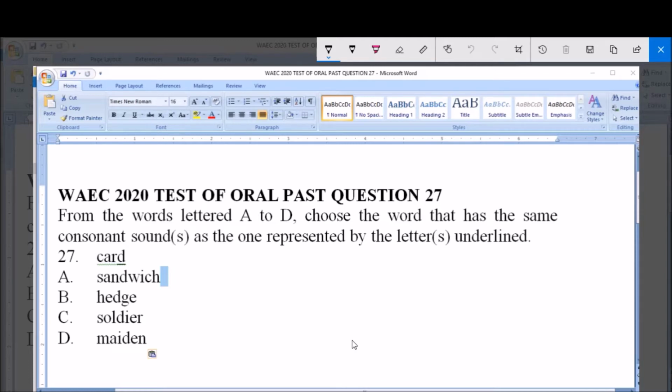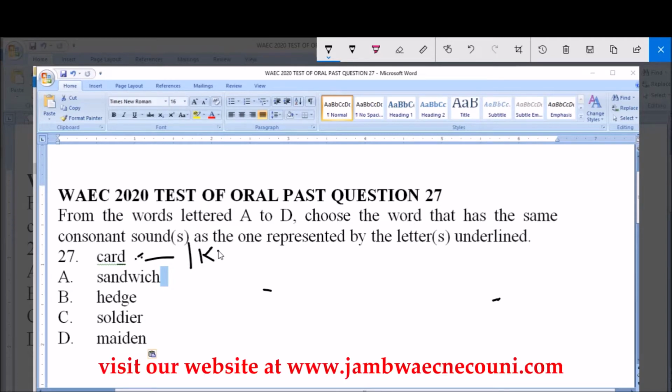Question number 27. We should look out for the word that contains the same consonantal sound as in the given word, particularly putting into consideration the underlined letter. The underlined letter in this word is letter D, and this word is pronounced as card. By transcription, we have the k sound, the long r sound, and t.